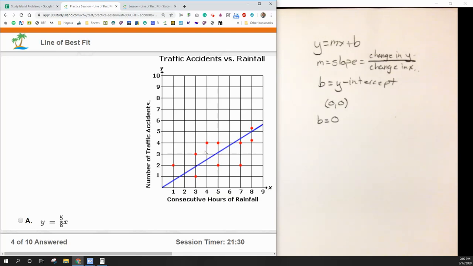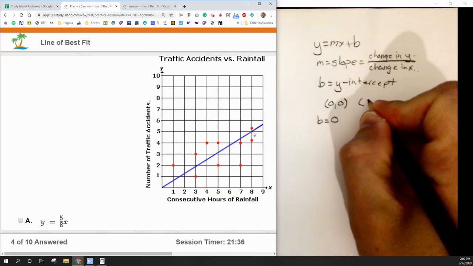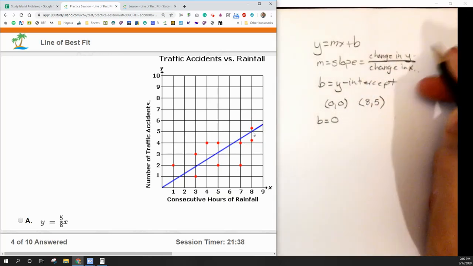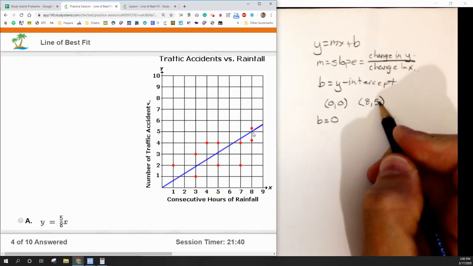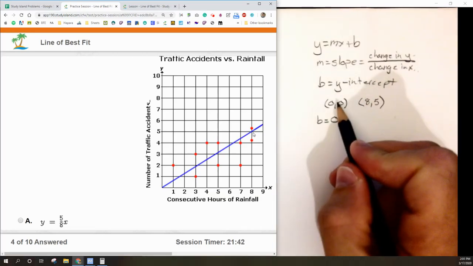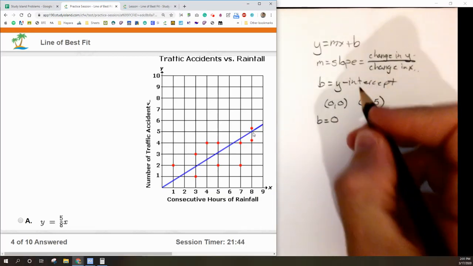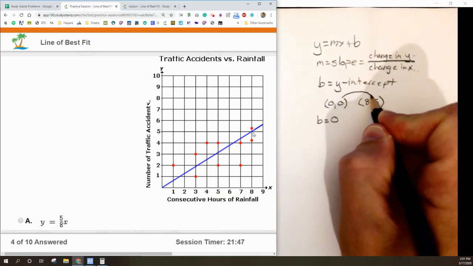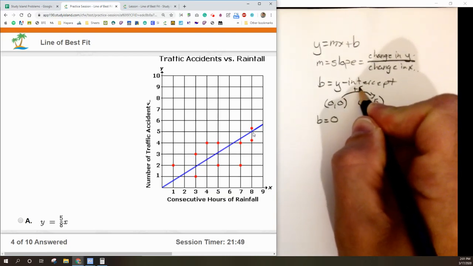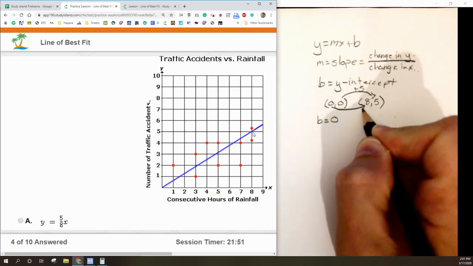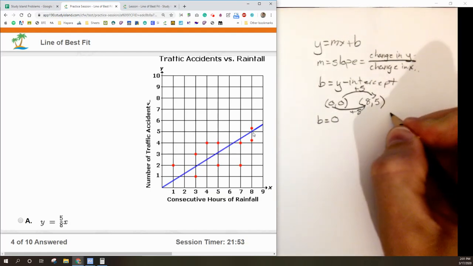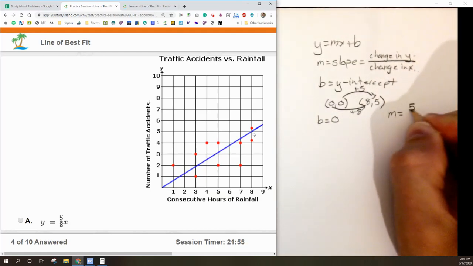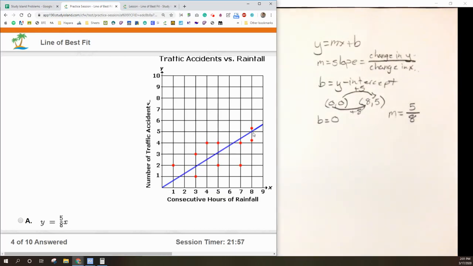What grid point does this line go through? It goes through the point 8, 5. So when I write down the point 8, 5, you can now find the slope by looking at the change in y and the change in x. To get from 0, 0 to the point 8, 5, the change in y is an increase of 5, and the change in x is an increase of 8. So our slope is positive 5 over positive 8, or 5/8.